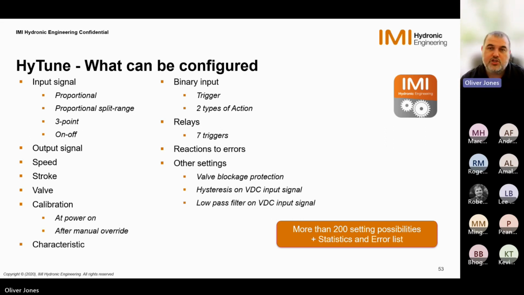So this can actually reduce some of the system cost by reducing the amount of BMS points required throughout the system. We can also, on certain actuators, change the output signal, so we can output to 4 to 20 or 0 to 20 milliamps. We can change the speed. We can change the stroke. So this is how we actually set flow through the valve.